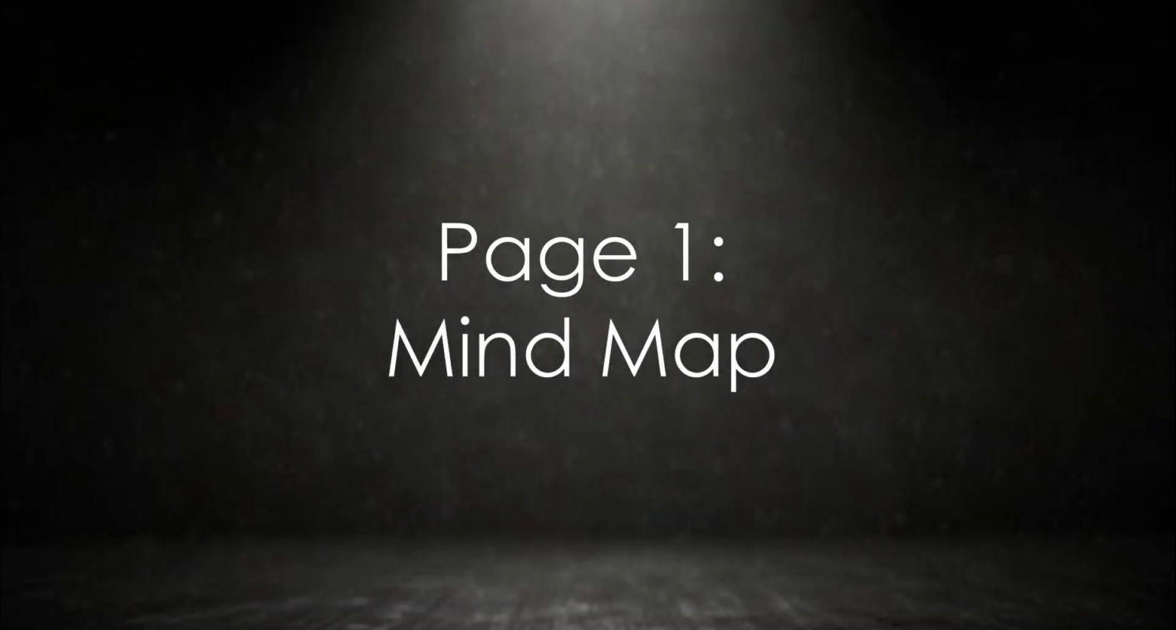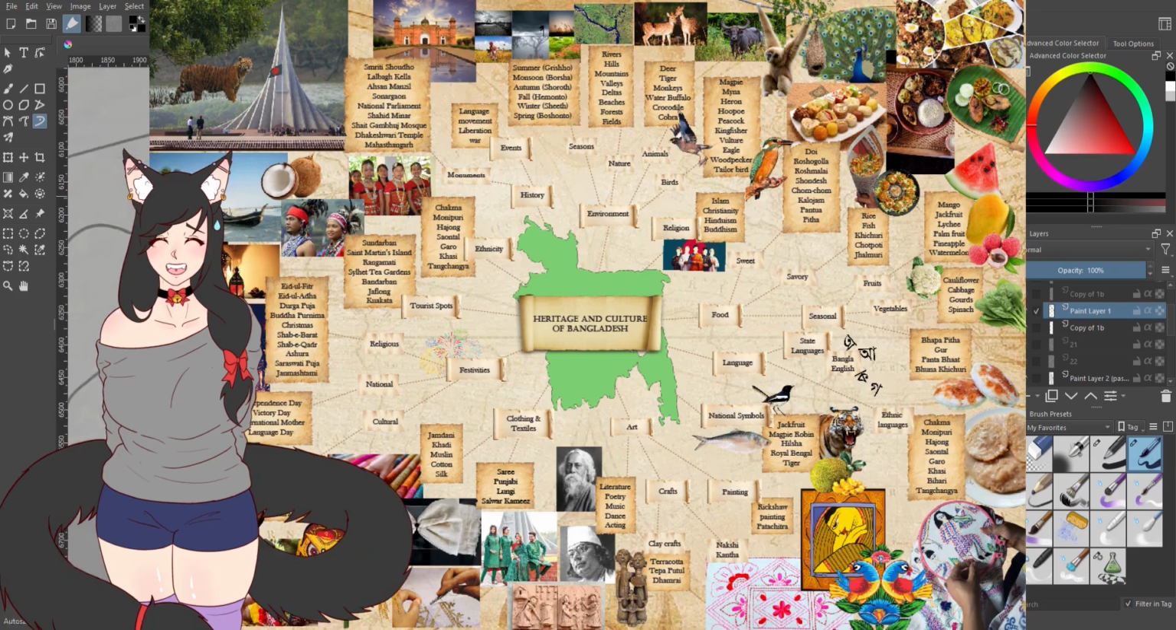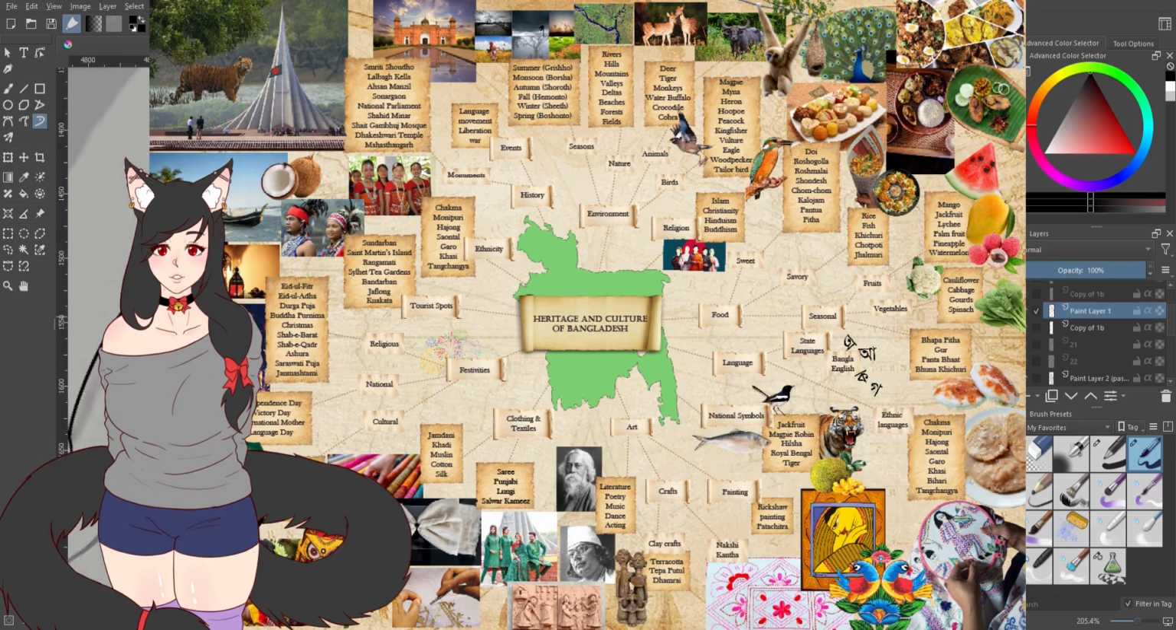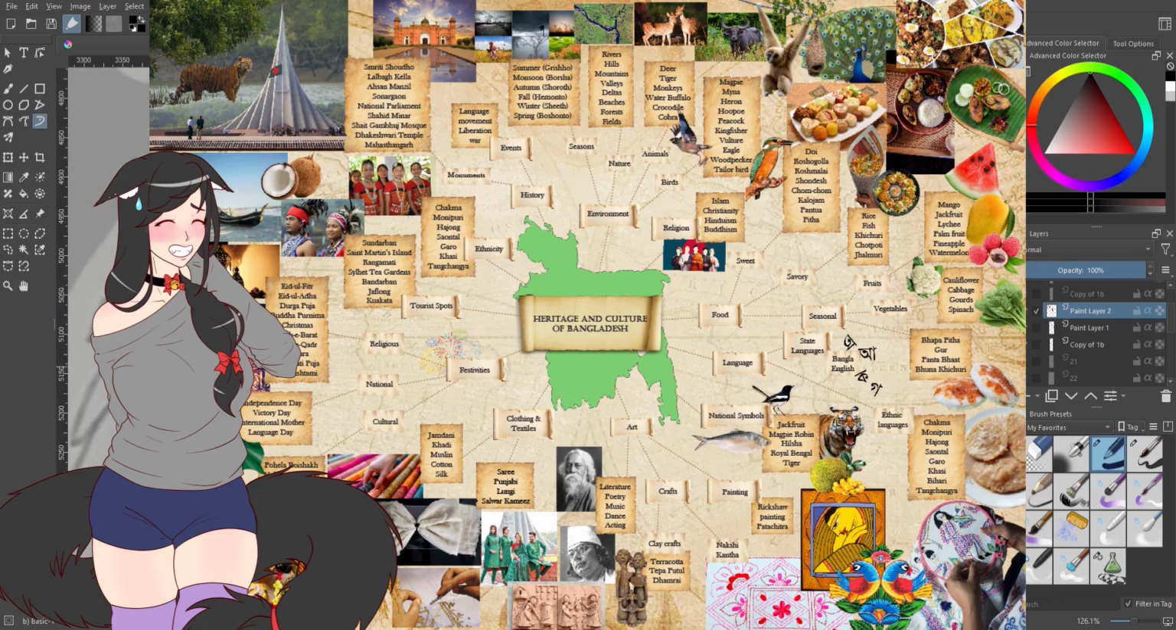Page 1, Mind Map. Now, what is a mind map? Basically, when you start going down the train of thought, but instead of it just being in your mind, it's an illustrated image. Or, as Google suggests, a mind map is a diagram used to visually organize information into a hierarchy, showing relationships among pieces of the whole. It is often based on a single concept drawn as an image in the center of a blank page, to which associated representations of such ideas as images, words, and parts of words are added. I am dyslexic, do not mind the very weird reading of that.